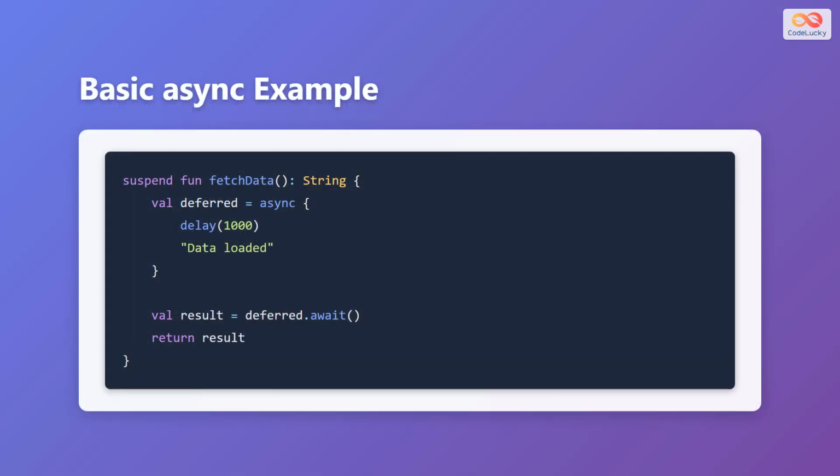Let's look at a practical example. Here we have a suspend function called fetchData that returns a string. Inside, we create a deferred object using async. The async block simulates some work with a delay of 1,000 milliseconds, then returns the string "Data loaded". To actually get the result, we call deferred.await. The await function suspends execution until the async block completes, then gives us the result. Finally, we return that result from our function. This pattern of create with async, wait with await, is fundamental to working with async coroutines.